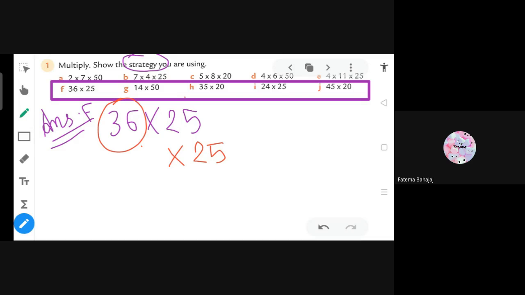We have to break 36 using the table of 4, because we need 4 with 25. That's why we will break 36. So we will use the table of 4. In the table of 4, how many is 36? 4 nines are 36. So we break 36 using the table of 4, because the 4 with 25 is not given.